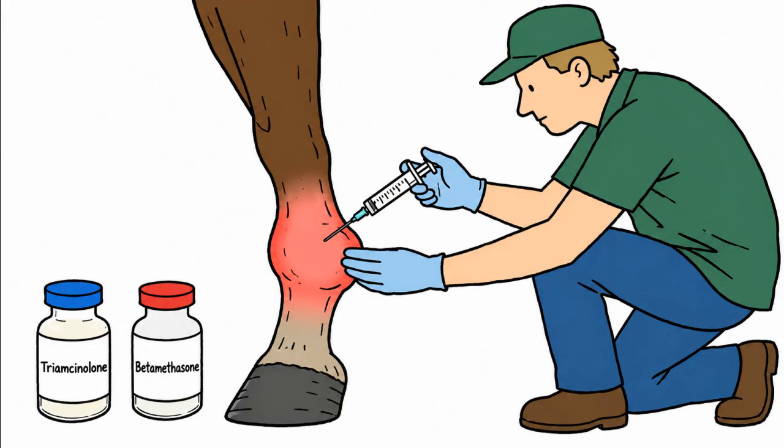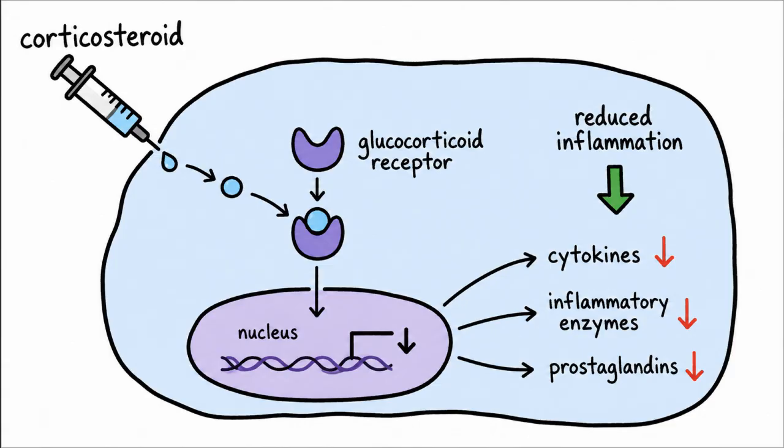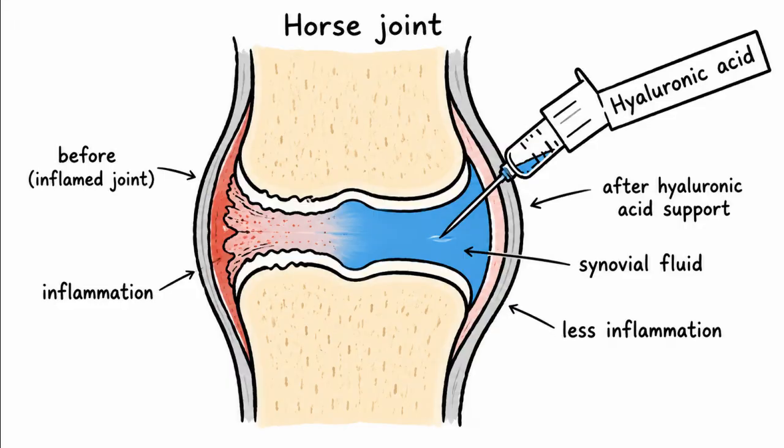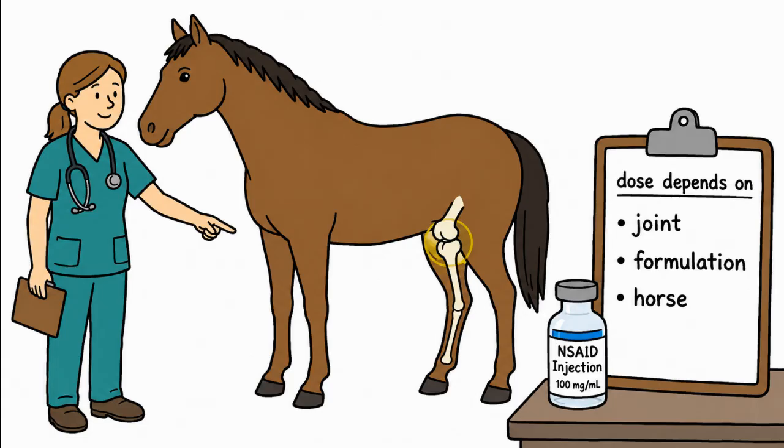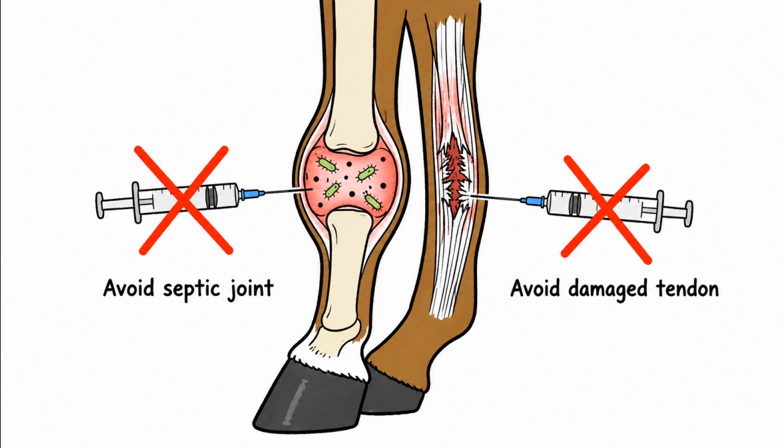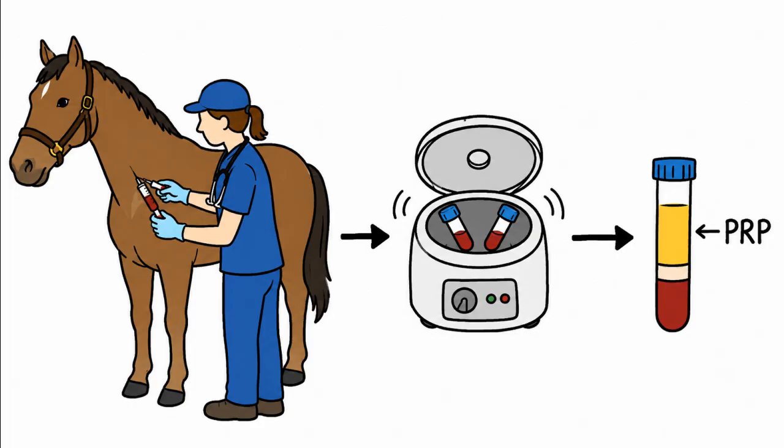For selected inflamed joints, a veterinarian may inject triamcinolone or betamethasone. These corticosteroids enter cells, bind glucocorticoid receptors and alter gene transcription, reducing cytokines, inflammatory enzymes, and prostaglandin production. Hyaluronic acid may support synovial-fluid properties and reduce synovial inflammation. Doses depend on the joint, formulation and horse. Corticosteroids should not be injected into a septic joint, and direct injection into damaged tendon is avoided because they can weaken collagen repair.